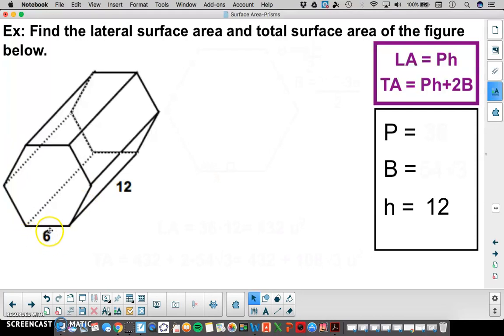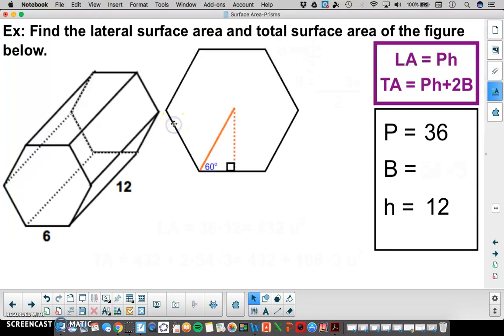Since we have one of the side lengths already, we can just multiply by 6 to find that the perimeter is 36. Now I need to find the area of the base. Well, that's going to be the area of the hexagon. So I have to use the formula apothem times perimeter divided by 2.